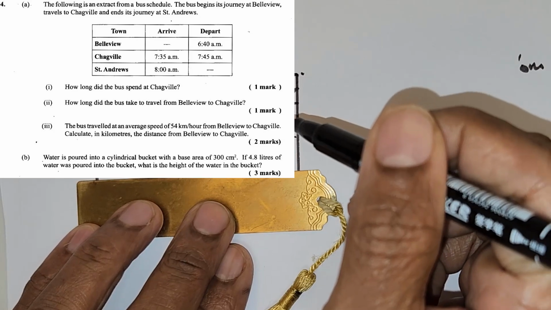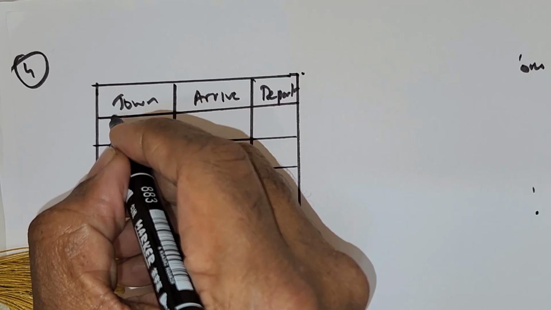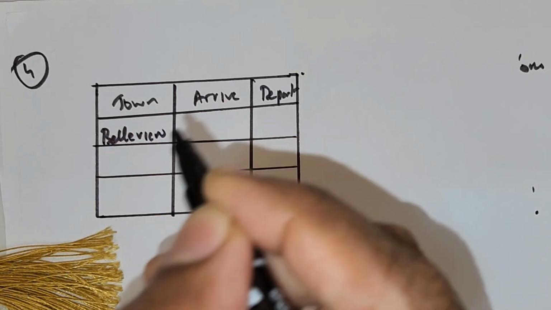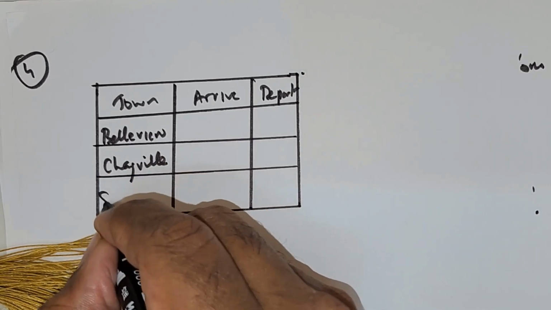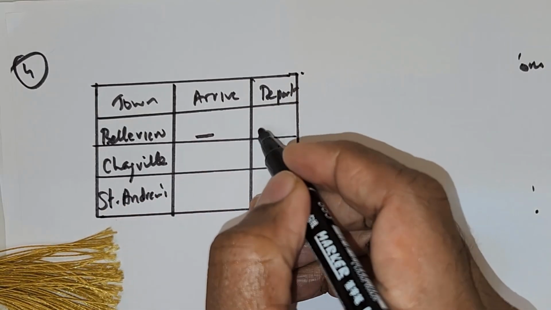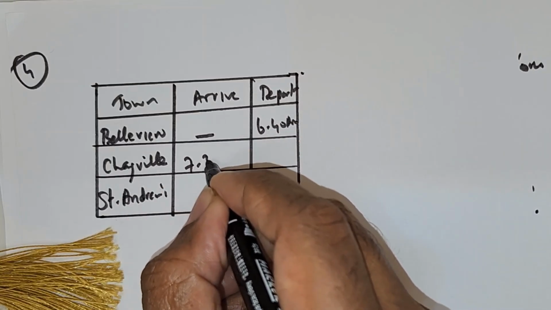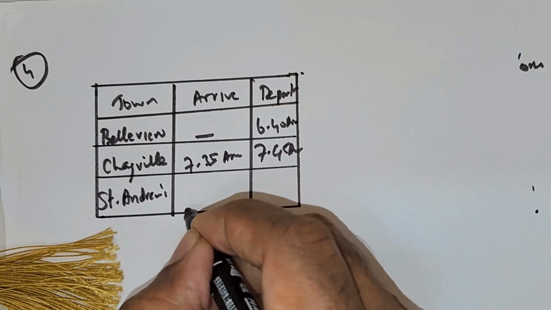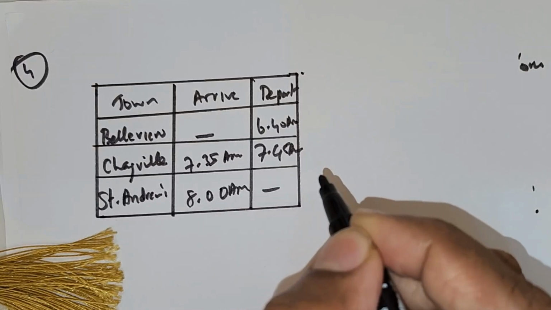So the first one is Bellevue, and then Chagville, and then St. Andrews. Now it starts here at 6:40 a.m., arrives here at 7:35 a.m., departs again at 7:45 a.m., and arrives at St. Andrews at 8 a.m.